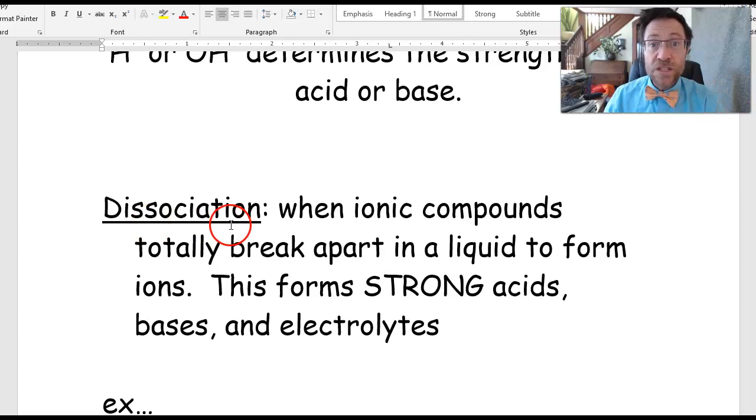The first one is dissociation. Now this is when ions break up completely. They break apart. That's it. It's done. They're never getting back together. Broken. It's like Humpty Dumpty. It's not getting back together. You understand what I'm saying?